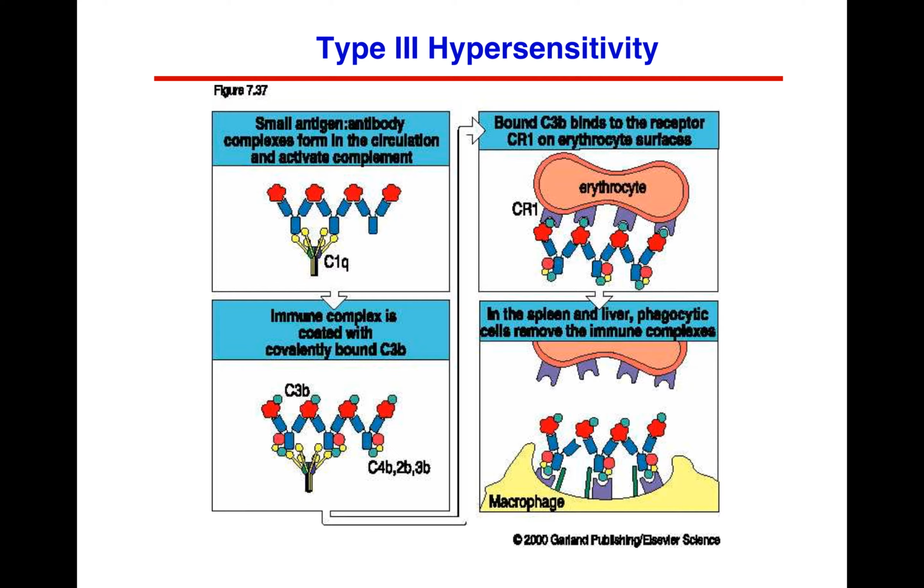There is a way to get rid of these. You do have a way of getting rid of these, and that is that erythrocytes carry receptors on their surface called CR1 receptors, which will bind to C3b. They can bind to any C3b that's been activated and is binding on these complexes, and basically deposit them on phagocytic cells, like macrophages, which will dispose of them.